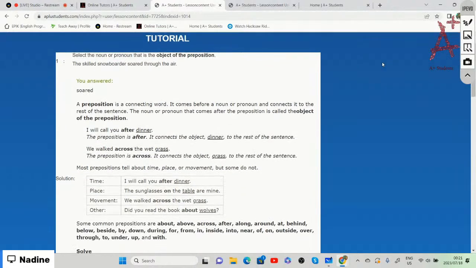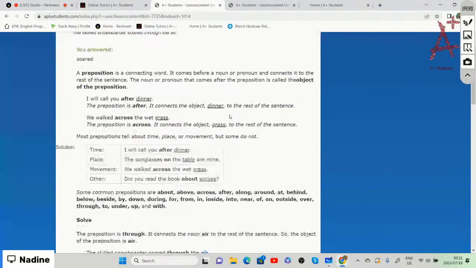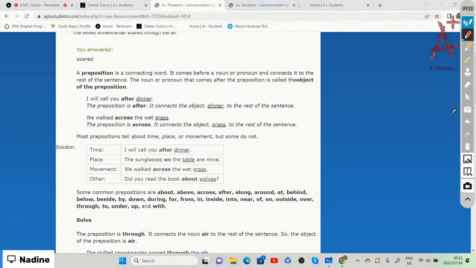All right. We then have, and most of our prepositions, right, tell us about time, either tells us about place, or it tells us about movement, but some do not, right? And if we look at our examples over here, like time, I will call you after dinner, right? It is like asking when. So it's like asking someone, when are you going to call me, right? So when are you going to call me? After dinner, right? So after being the preposition which tells us about time.